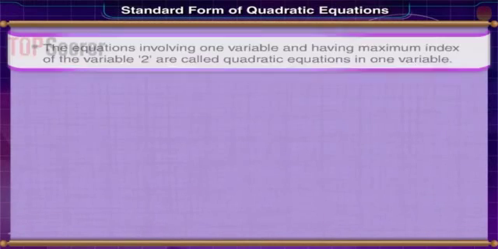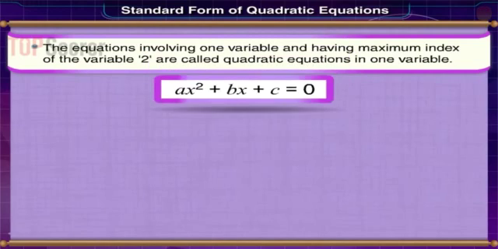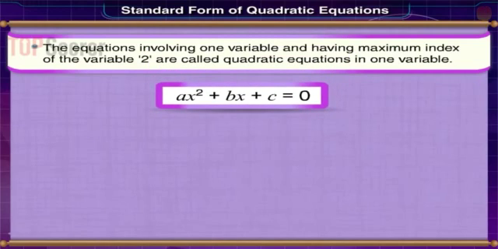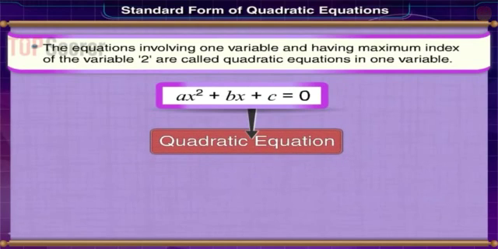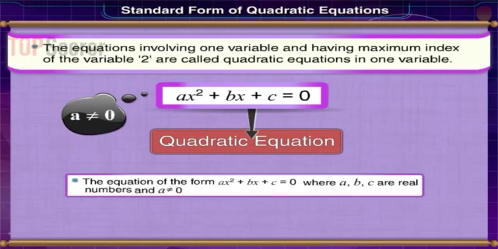Equations involving one variable and having maximum index of the variable 2 are called quadratic equations in one variable. When the quadratic polynomial ax square plus bx plus c is equated with 0, then it is called a quadratic equation. In other words, the equation of the form ax square plus bx plus c is equal to 0, where a, b, c are real numbers and a is not equal to 0, is called a quadratic equation in variable x.